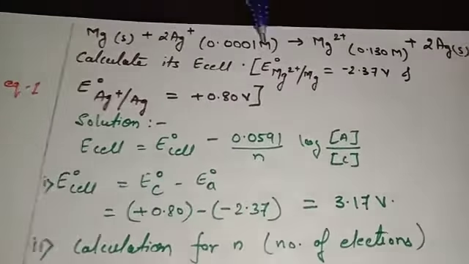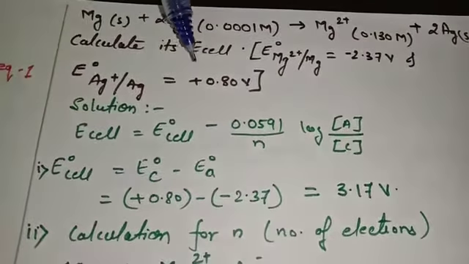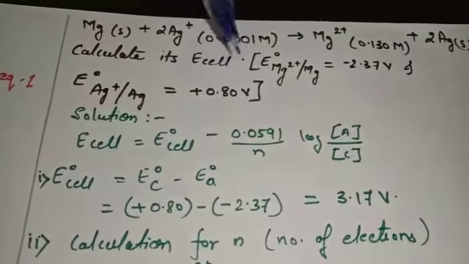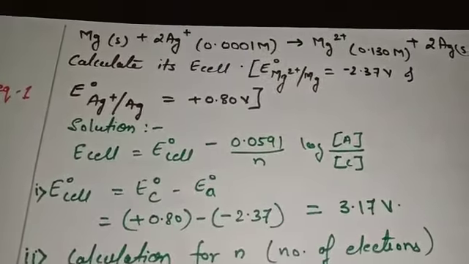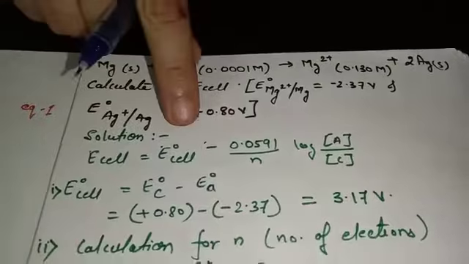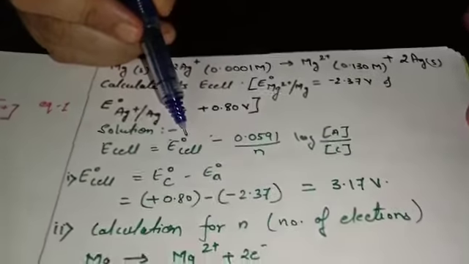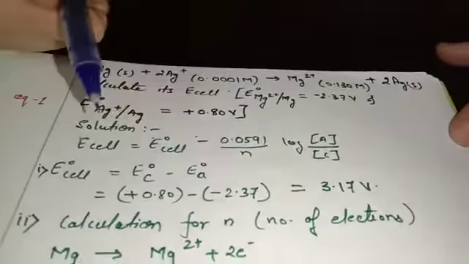Here the E naught value for magnesium is given to us, that is minus 2.37 volt, as well as the E naught value of silver, that is plus 0.80 volt. Now the solution. First I am going to write down the formula, that is E cell is equal to E naught cell minus 0.0591 upon N log molar concentration of anode upon molar concentration of cathode. On solving, the first step is to calculate the value of E naught cell. What is the formula to calculate E naught cell? E naught cathode minus E naught anode. It comes to be 3.17 volt.